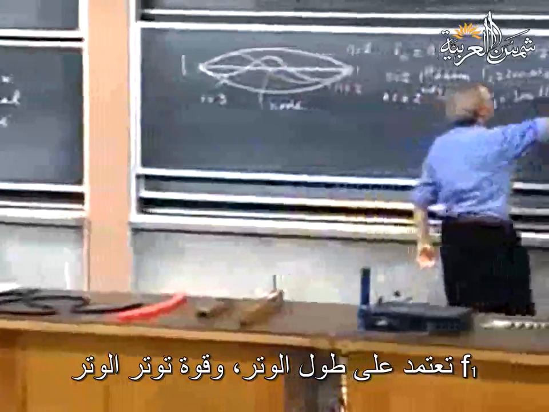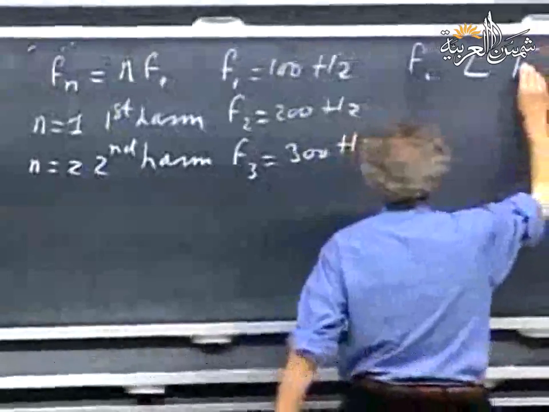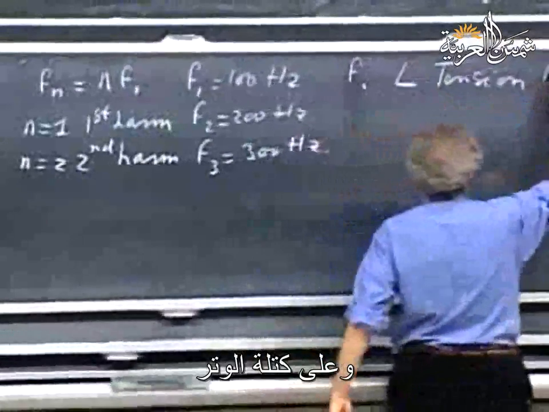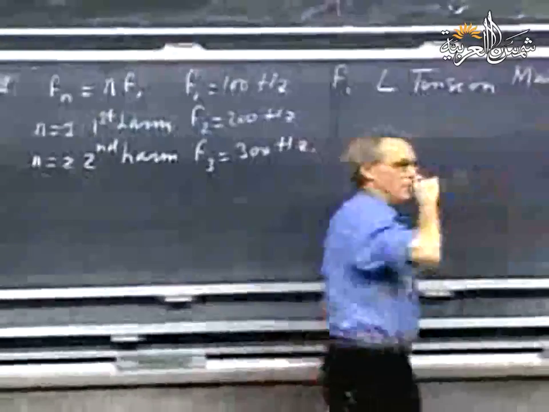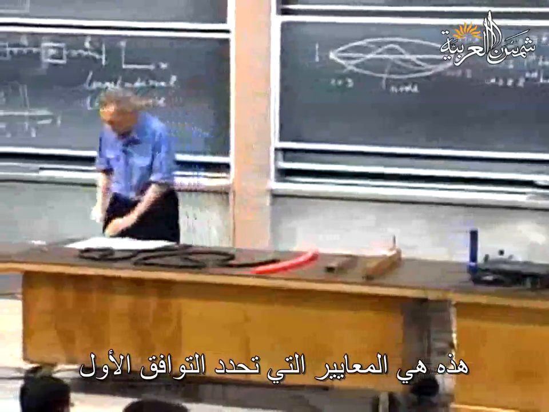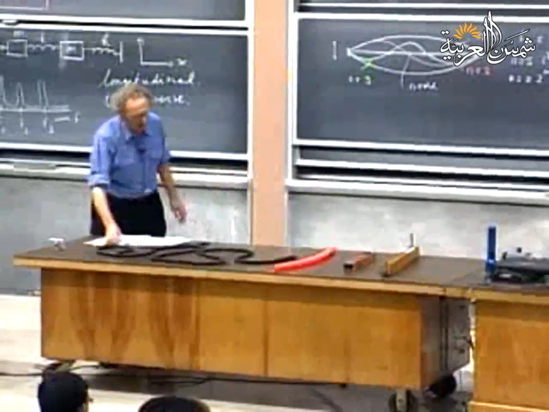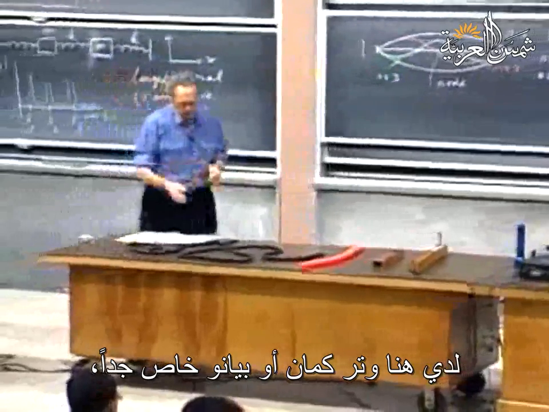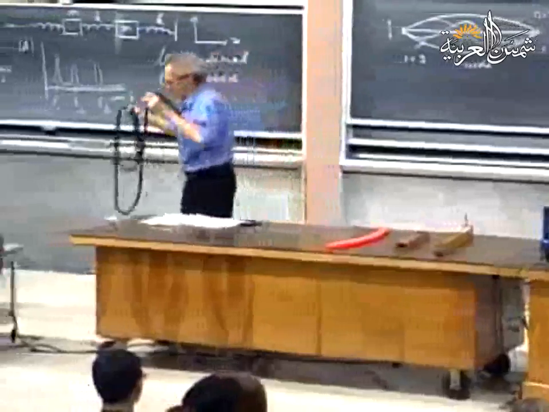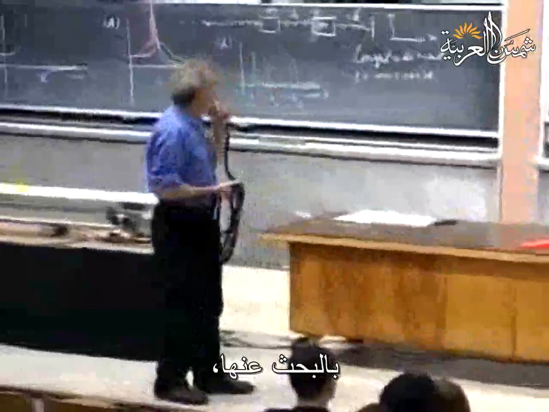F1 depends on the length of the string, on the tension. I will write tension, don't confuse this with periods, and it depends on the mass of the string. Without going into the detail how the dependence is, these are the parameters that determine the first harmonic. I have here a very special violin string, or piano string, whatever you want to call this, and we can generate these resonance frequencies by searching for them.